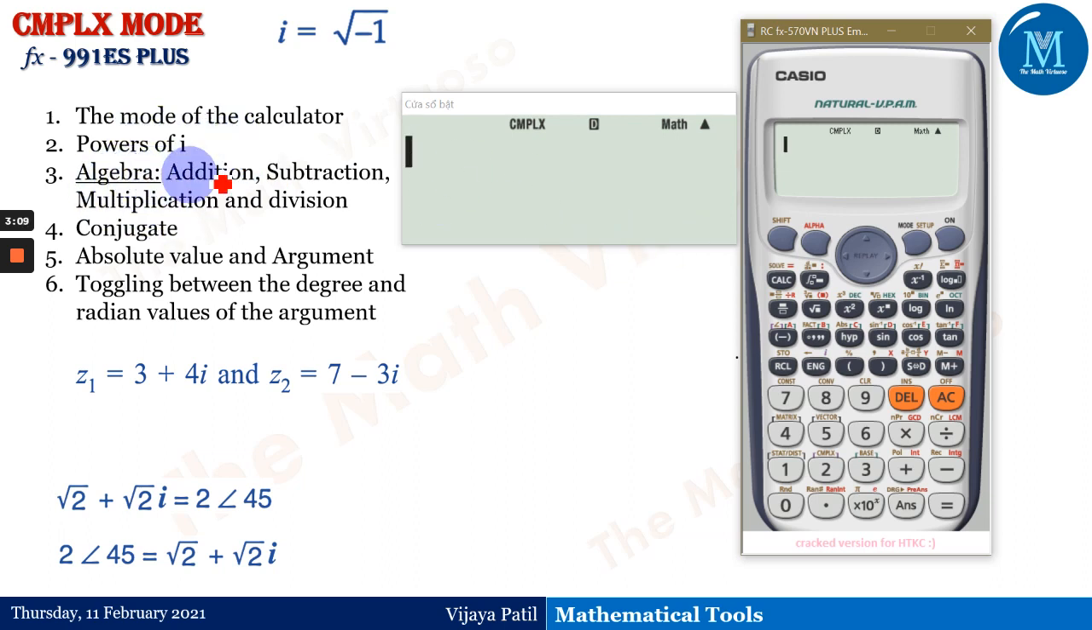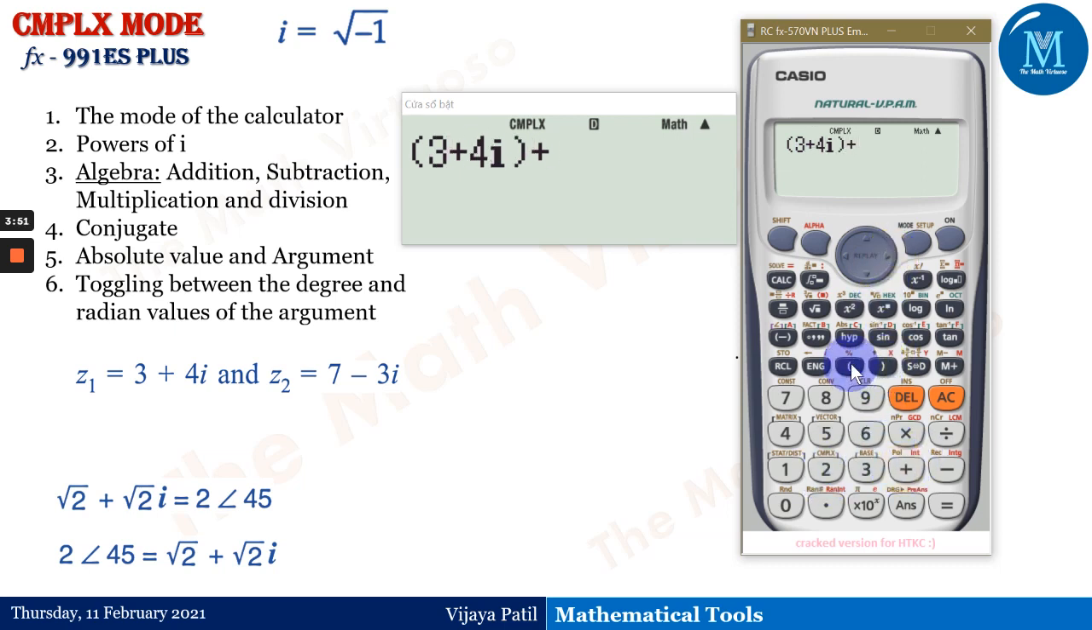Now we need to go for the algebra, that is addition, subtraction, multiplication, and division. It is the same, but let me explain. This is my Z1 and this is Z2: 3 plus 4i, and 7 minus 3i. We are taking these two numbers and doing all the operations on them. Let me put 3 plus 4 Shift i. Please see what I am doing. I forgot to put the round bracket here, so I have to use this key, scroll, open the round bracket, and I need a closing bracket here, right?